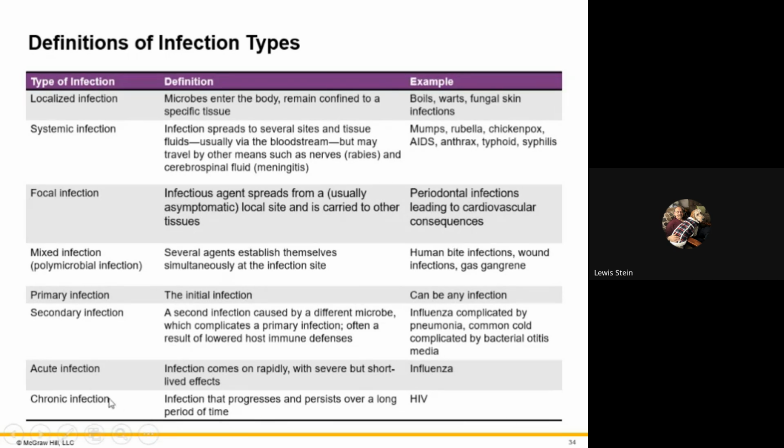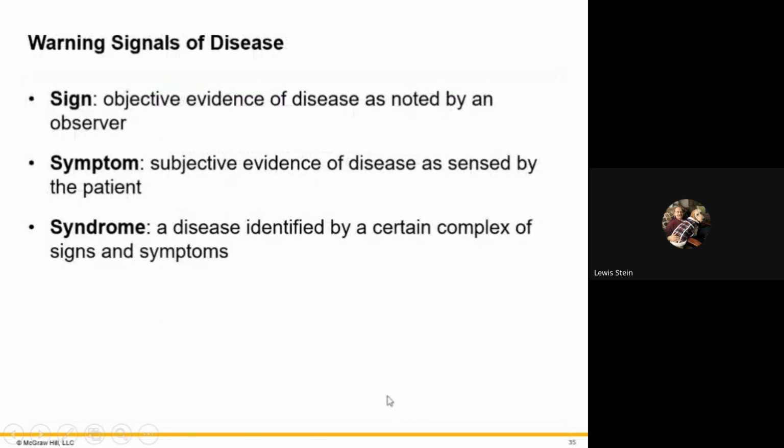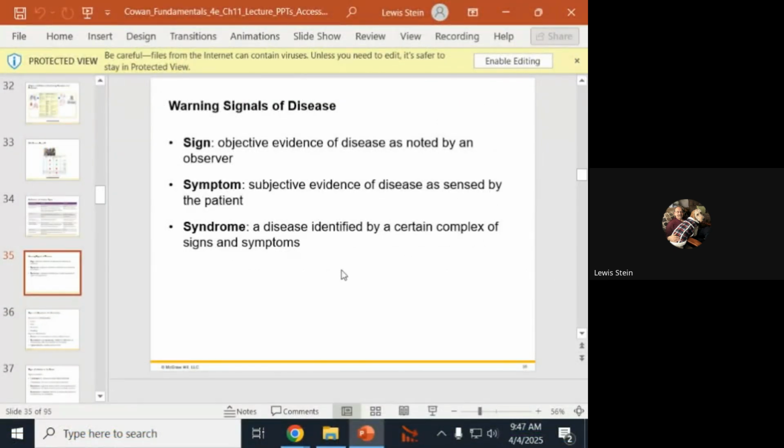And then acute comes on quick, goes away fast. Chronic, basically, is when it's quite progressive and persists over long periods of time. And we'll begin to look at that. I'll leave it here. I have some other slides I'll go to about acute and chronic.